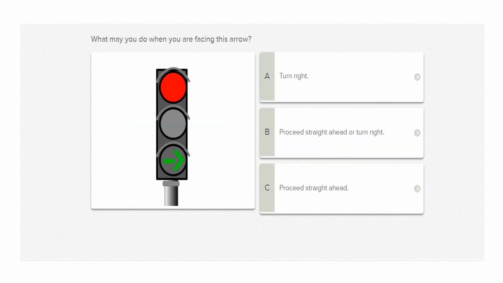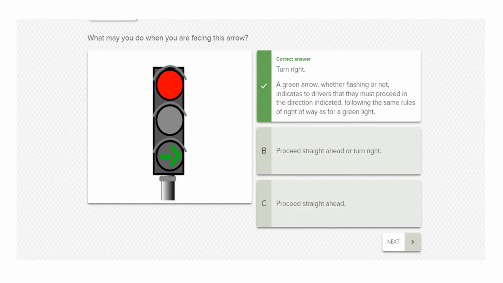What may you do when you are facing this arrow? Option A, turn right. Option B, proceed straight ahead or turn right. Option C, proceed straight ahead. And our answer is option A, turn right. A green arrow, whether flashing or not, indicates to drivers that they must proceed in the direction indicated, following the same rules of the right of way as for a green light.